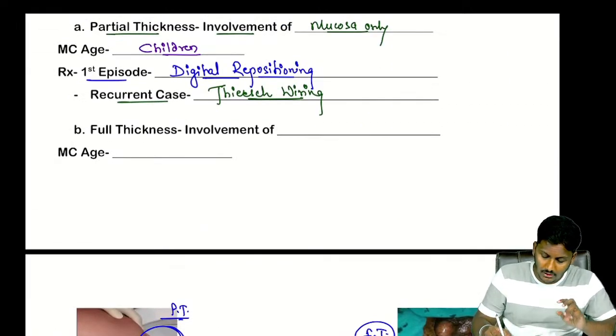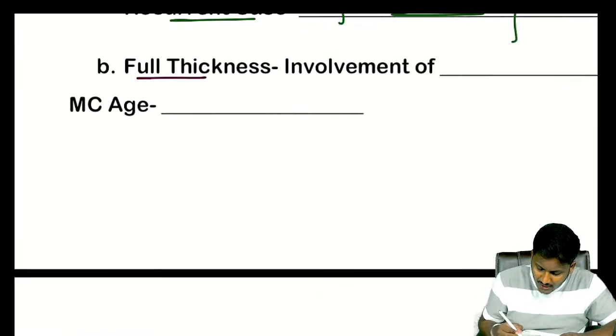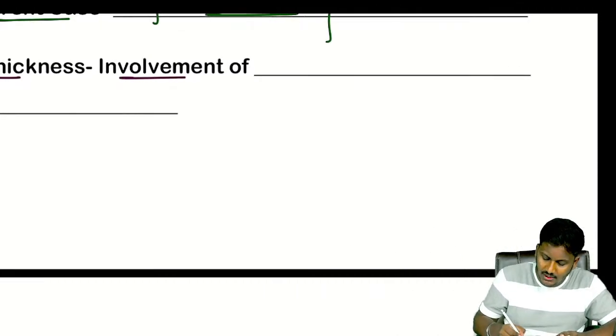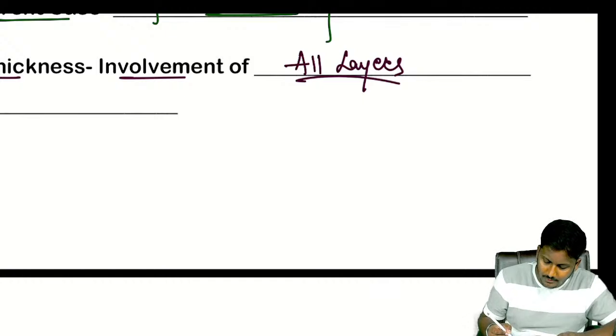Next important is a case of full thickness rectal prolapse. If I talk about a full thickness rectal prolapse, I have told you here what will be happening. Here there will be involvement of all the layers basically.